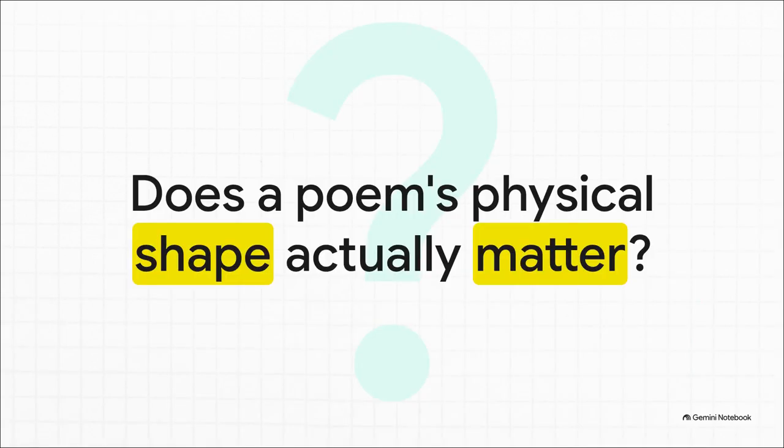Think about this for just a second. Does the actual physical shape of a poem on a page really matter? Honestly, we get so caught up in the idea that poetry is just about rhyming words at the end of sentences or counting syllables. But what if I told you that exactly where a poet decides to hit the Enter key on their keyboard is just as crucial as the words they type? No joke. The visual layout on the page isn't an accident. It is a highly calculated strategy.